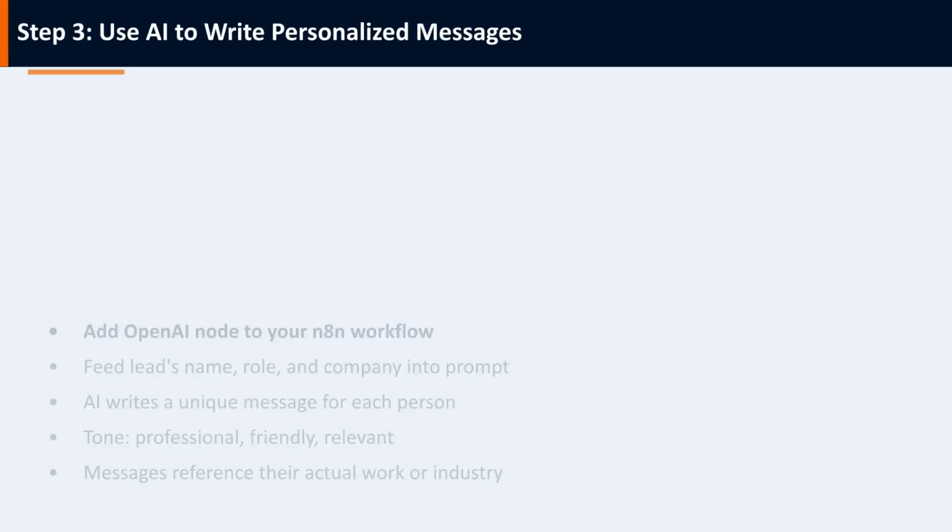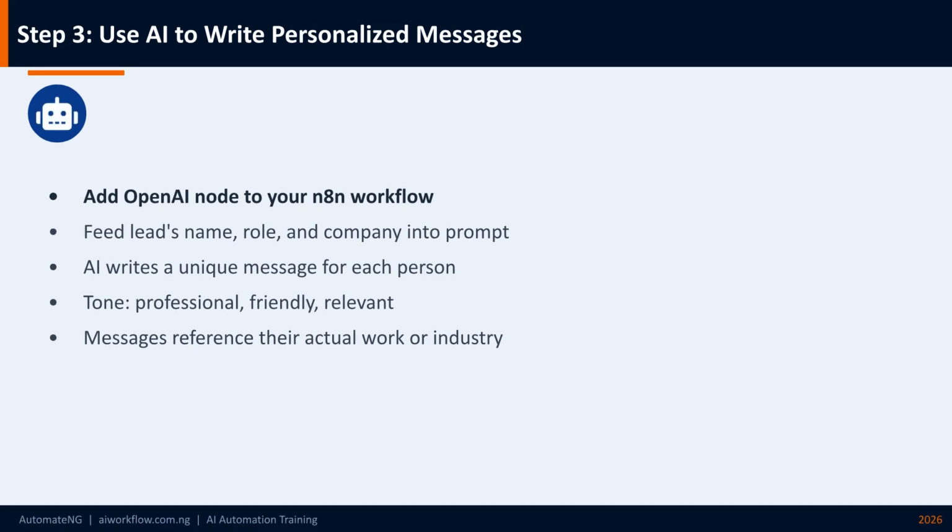The next magical step is personalization using the OpenAI node. Feed the lead's information into a structured prompt. The AI generates a unique, professional, and friendly message for each person, referencing their specific work or industry. This makes every outreach feel genuinely personal.